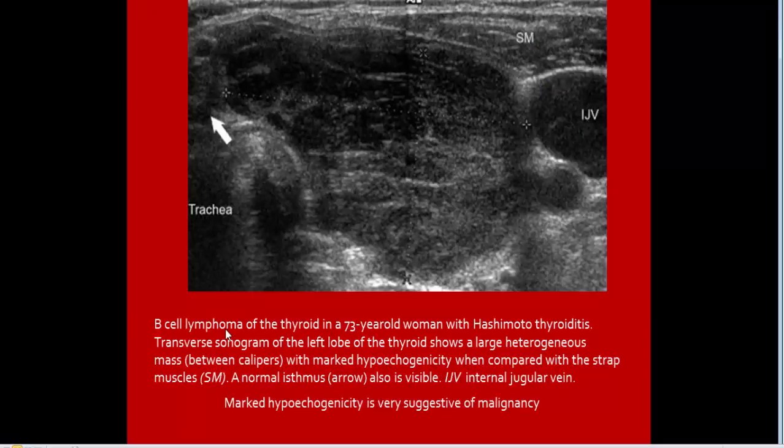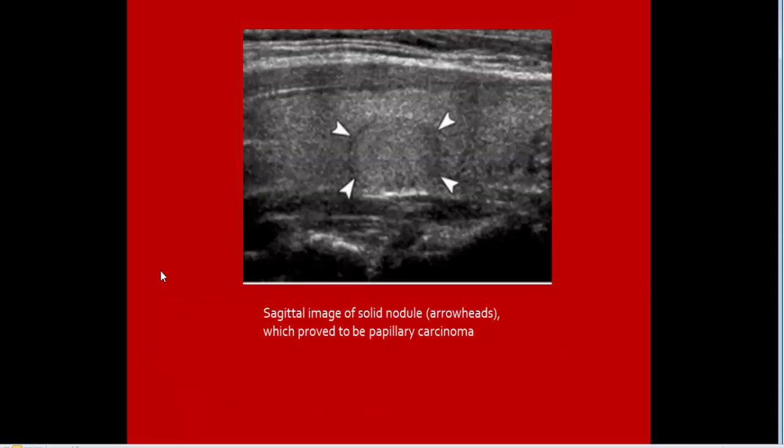B-cell lymphoma, thyroid with Hashimoto's thyroiditis. Left lobe shows a large heterogeneous mass. Marked hypoechogenicity compared with strap muscles. A normal isthmus is visible. Internal jugular vein. This is a sign of marked hypoechogenicity, very suggestive of malignancy. B-cell lymphoma of thyroid.